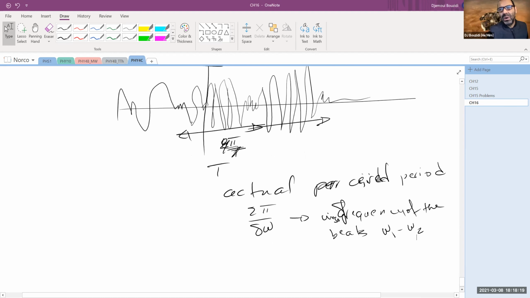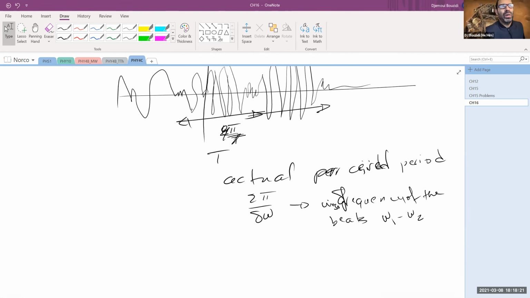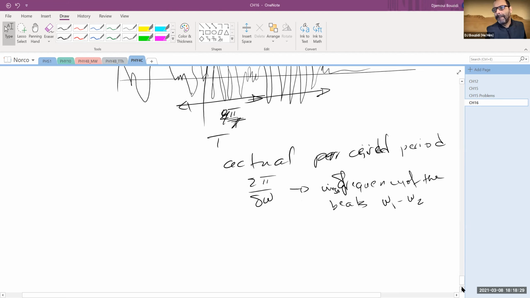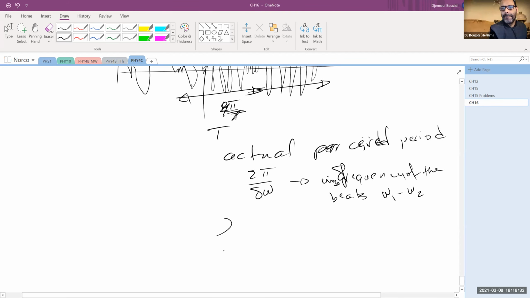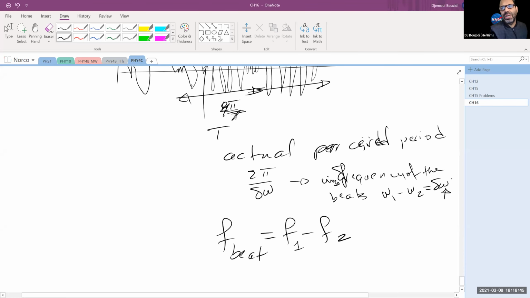And if you convert it to frequency, all you have to do is just multiply by 2 pi everywhere, or divide by 2 pi everywhere. So the f of beats is just the difference in frequencies, f1 minus f2. This is the angular difference between them, so this is the angular frequency. Just multiply: this is 2 pi times f1, 2 pi times f2, and this is 2 pi times f beats. So the 2 pi cancels everywhere, and now this is the frequency of the beats.